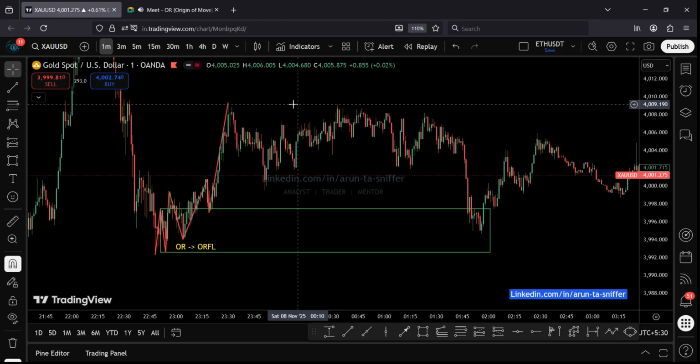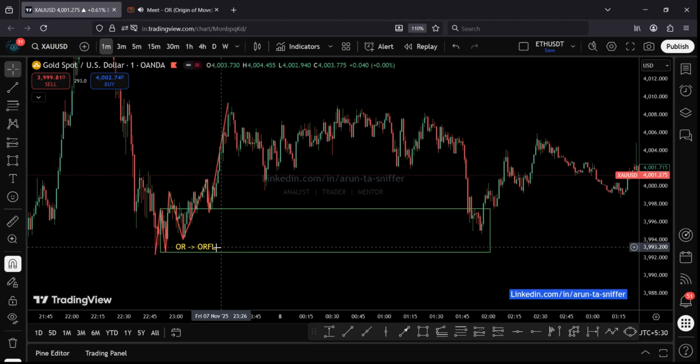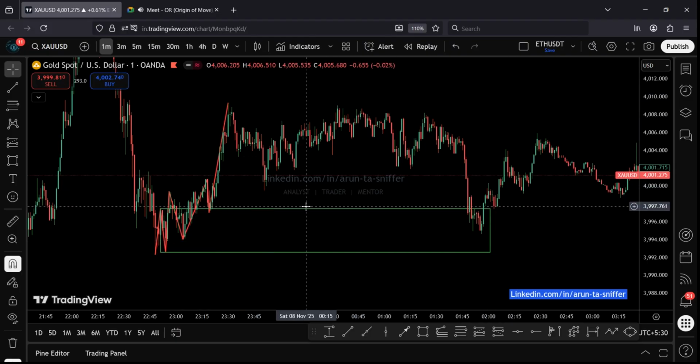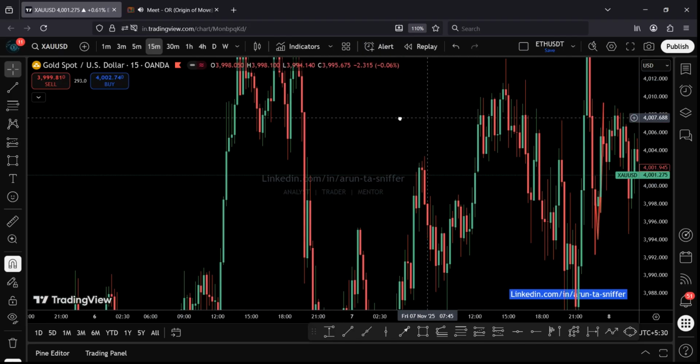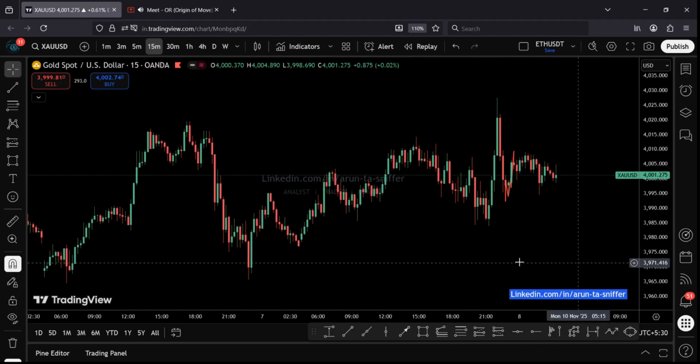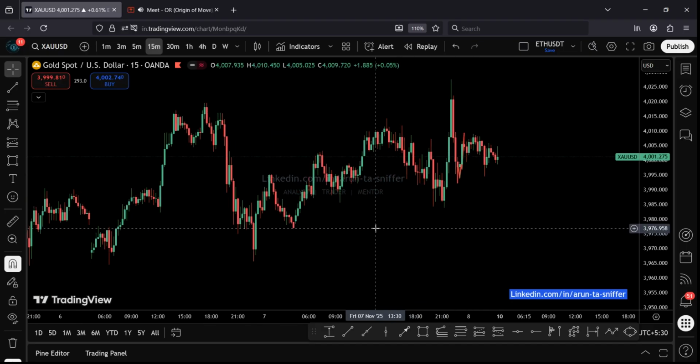I have one question. Yes. On this ORFL, can we trade or no? Yes, at the HTF level you can trade zones. On the HTF level we will identify the zone, and on the LTF level we can go and look for the PA, price action, right? Oh, yes. So let's move to the 15 minutes chart so you can understand better. Like this.